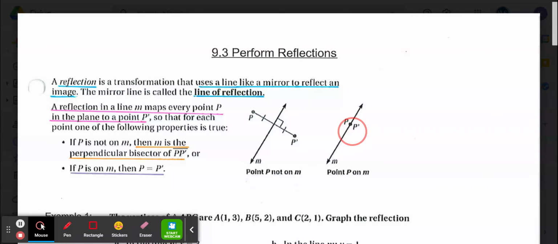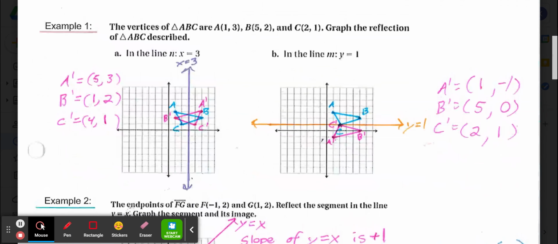Then if point P is on our line of reflection, its reflection point, which would be P prime, is the same exact point. So if a point's on the line of reflection, when we reflect it, it's the same point. So let's look at a few examples.